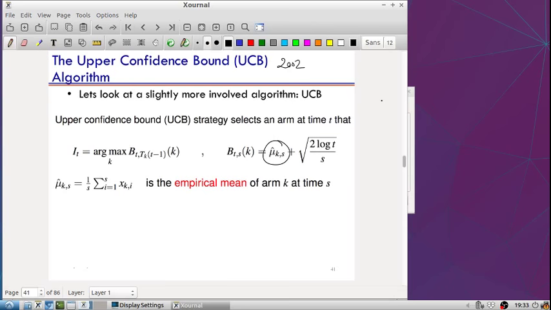Let me actually give an example. Think of the same setting, three websites, so capital K is equal to 3. In the first round, I showed website 1, and I got some reward.